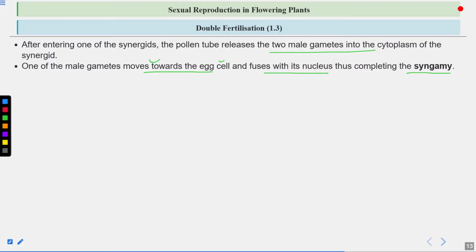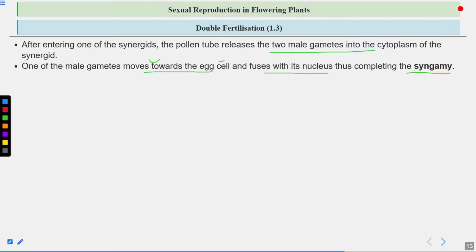Nucleus. Okay. So it's having very less amount of cytoplasm. So that is why it is called male nuclei or male gamete. Okay. So syngamy takes place by the fusion of one of the male nuclei with the egg nucleus, and that is called syngamy. Very important.